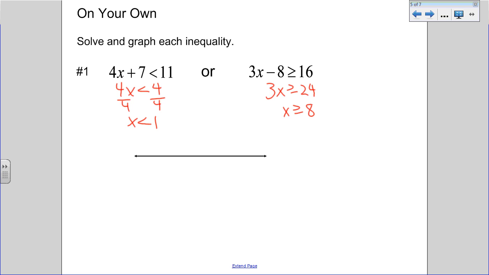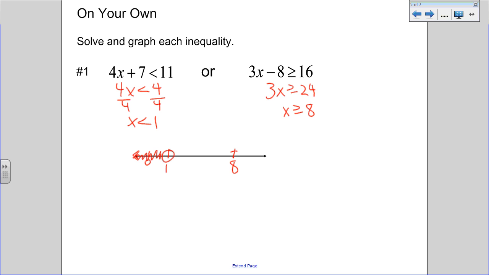So I want all of the x values. I want all the numbers less than 1. I want all the numbers greater than or equal to 8. 0 is off to the side here, so you could put 0 here. But I want to have an open circle because 1 is not a solution. 1 is not less than 1. So I can't shade in the 1. And I go less than.